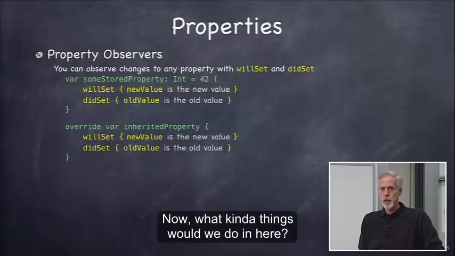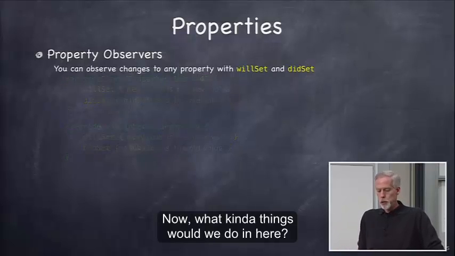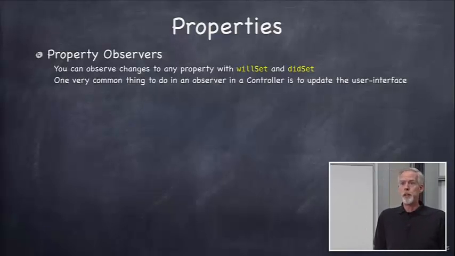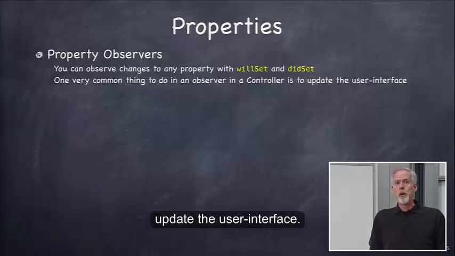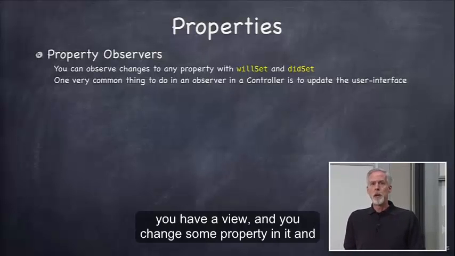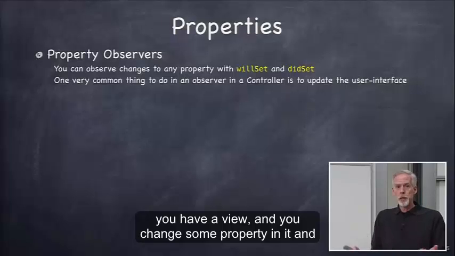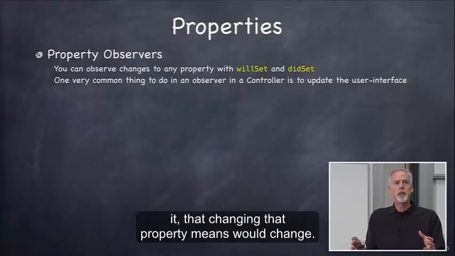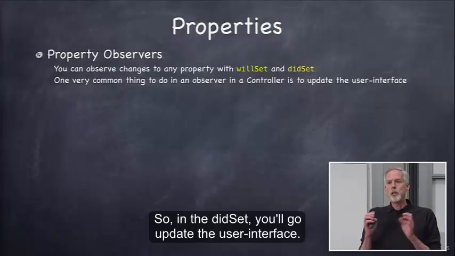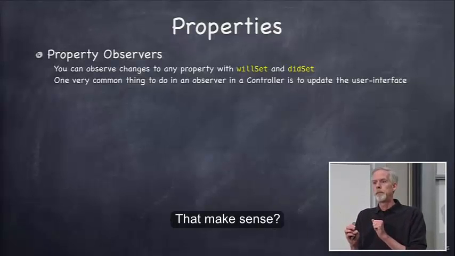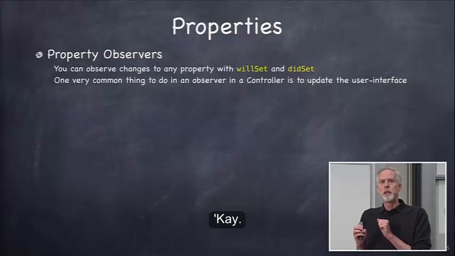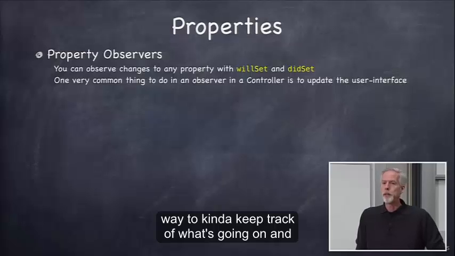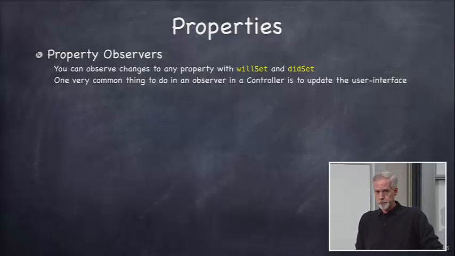Now, what kind of things would we do in here? One extremely common thing to do in iOS is to update the user interface. So you have some view controller, let's say, or a view, and you change some property in it, and changing that property means the UI would change. So in the did set, you'll go update the user interface. Does that make sense? The observers are really cool. They're a really good way to keep track of what's going on and keep things in sync.